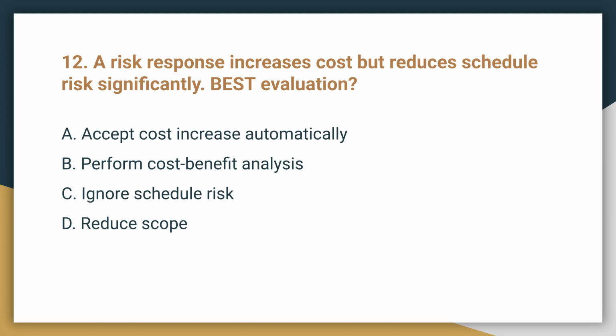Question 12. A risk response increases cost but reduces schedule risk significantly. What is the best evaluation? The best evaluation is B, perform cost-benefit analysis. Any decision involving trade-offs between cost and risk requires a formal analysis.